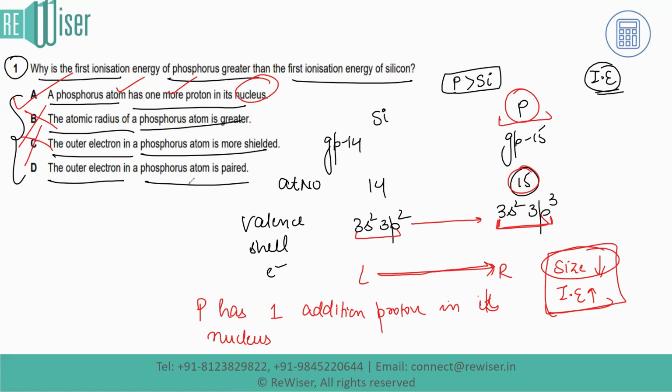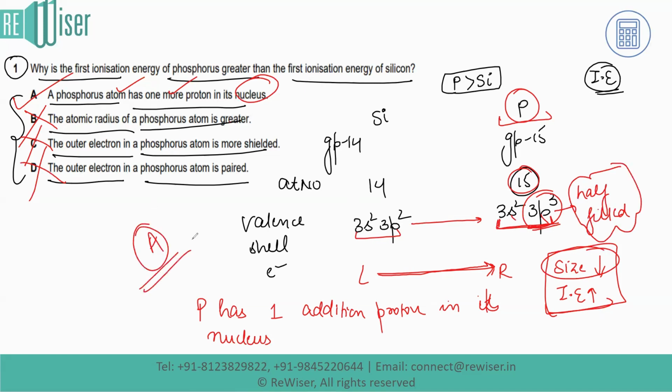D is the outer electron in phosphorus atom is paired, so no, this is not the correct reason for the first ionization energy. In fact, the electrons in the p orbital are all unpaired. Or you can also say that this subshell is half filled. Since it is half filled, it has higher ionization energy. So basically A is the correct answer.